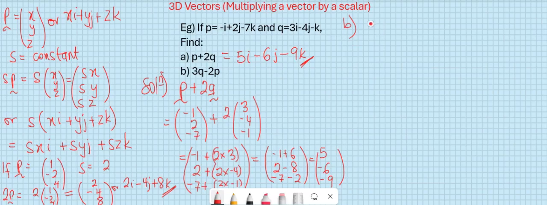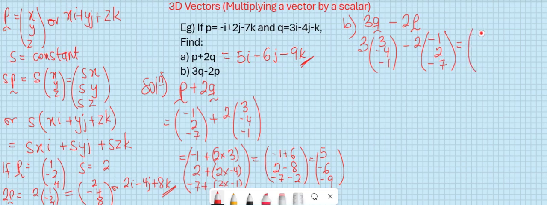Let's take a look at the second one. 3Q minus 2P. So in this case, we are going to have 3 times Q, that is (3, -4, -1), minus 2 times P, (1, -2, -7). So if we should compute this, we are going to have 3 times 3, we can make it plus -2 times 1. That's also fine.